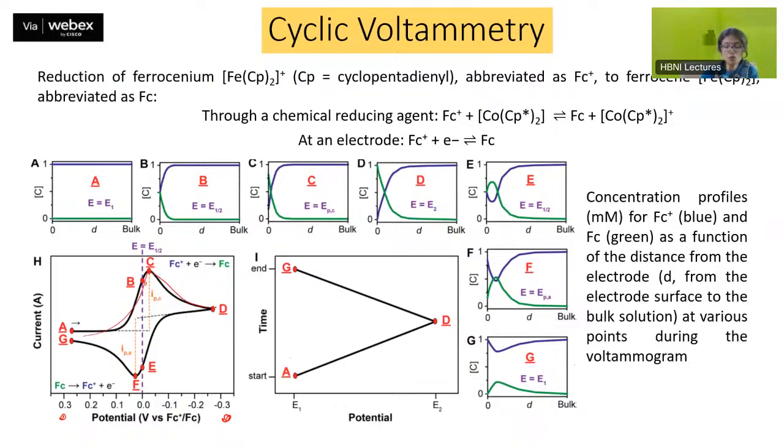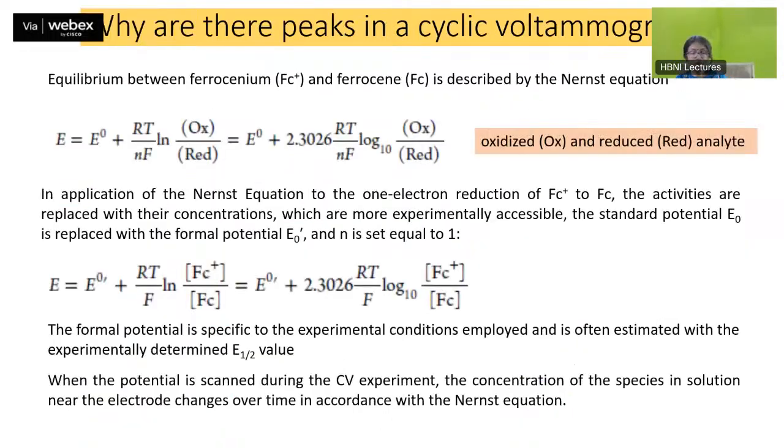So this moves up, it goes down, it again comes here and it goes here. The concentration profiles for Fc+ are given in blue, and for Fc in green, as a function of distance d from the electrode surface to the bulk solution, at various points during the voltammogram.